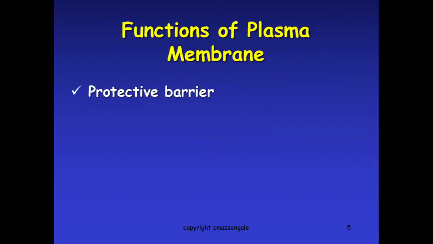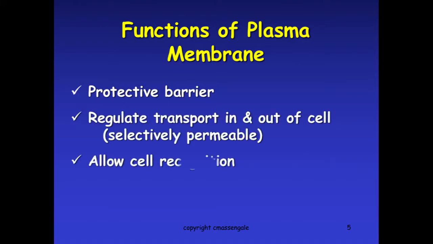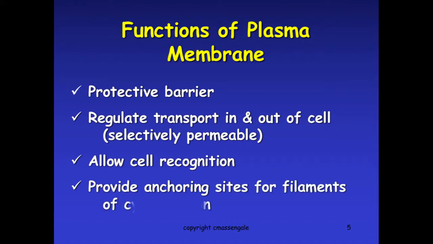So let's get into the other functions. We know that the plasma membrane is that protective barrier for some kingdoms, like the animal kingdom. It's the only protective barrier they have. But here's a new function. It regulates transport. It regulates what comes in and out of the cell. And so we call that selectively permeable. Now, if you break that word down, it makes complete sense. Permeable means things can move in and out. And selectively means that some things can move in and out, while others cannot.